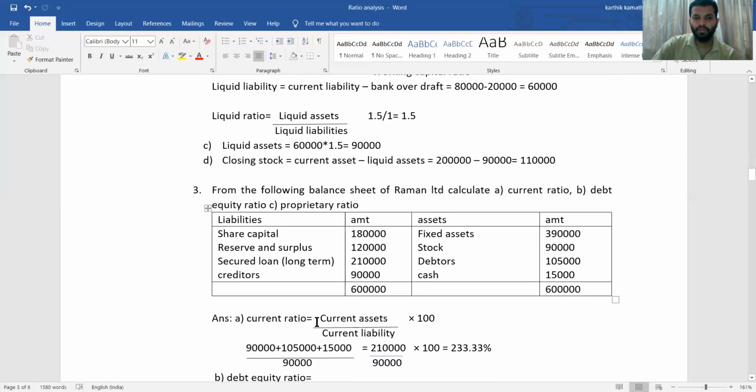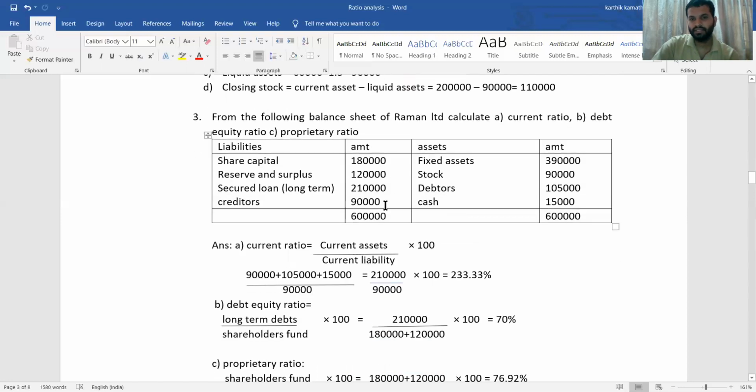First, current ratio. So that is very easy. Current assets divided by current liability into 100. So here current asset from the asset side, it will be current assets is stock, debtor, and cash. So 90,000 plus 1,05,000 plus 15,000 divided by current liability, only one information is given in the liability side, that is creditors. So 90,000, so you will get 233.33% as your current ratio.